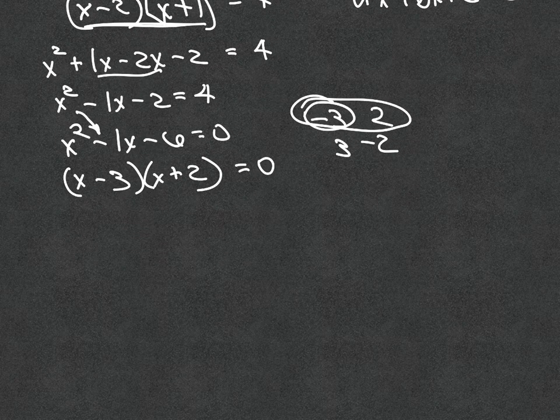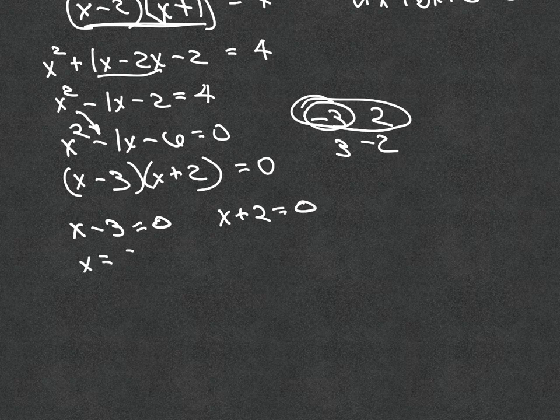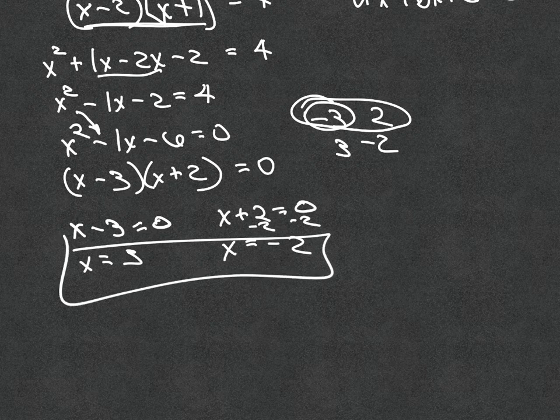So the next step is to set x minus 3 equal to 0 and x plus 2 equal to 0 to find out what x is. X equals 3. X equals -2 because we subtract 2 from both sides. So there's my answer. And you are done at that point.